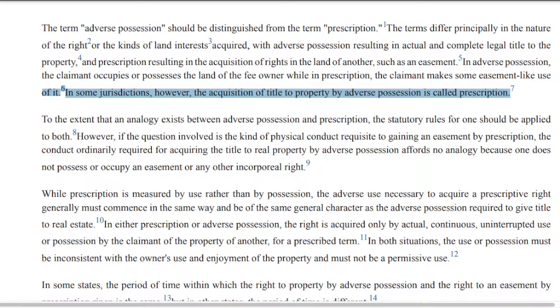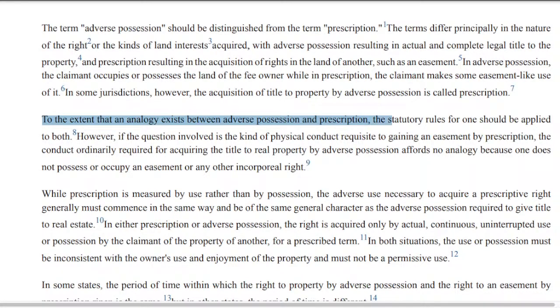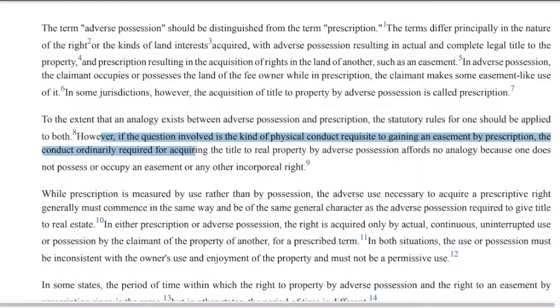Oh, geez. Just to confuse you. To the extent that an analogy exists between adverse possession and prescription, the statutory rules for one should be applied to both. So if there's an analogy between the two, then the rules apply to both. If not, then there's a distinction. However, if the question involves the kind of physical conduct requisite to gaining an easement by prescription, the conduct ordinarily required for acquiring title to real property by adverse possession affords no analogy, because one does not possess or occupy an easement or any other incorporeal right. That is heavy there. So think about it.